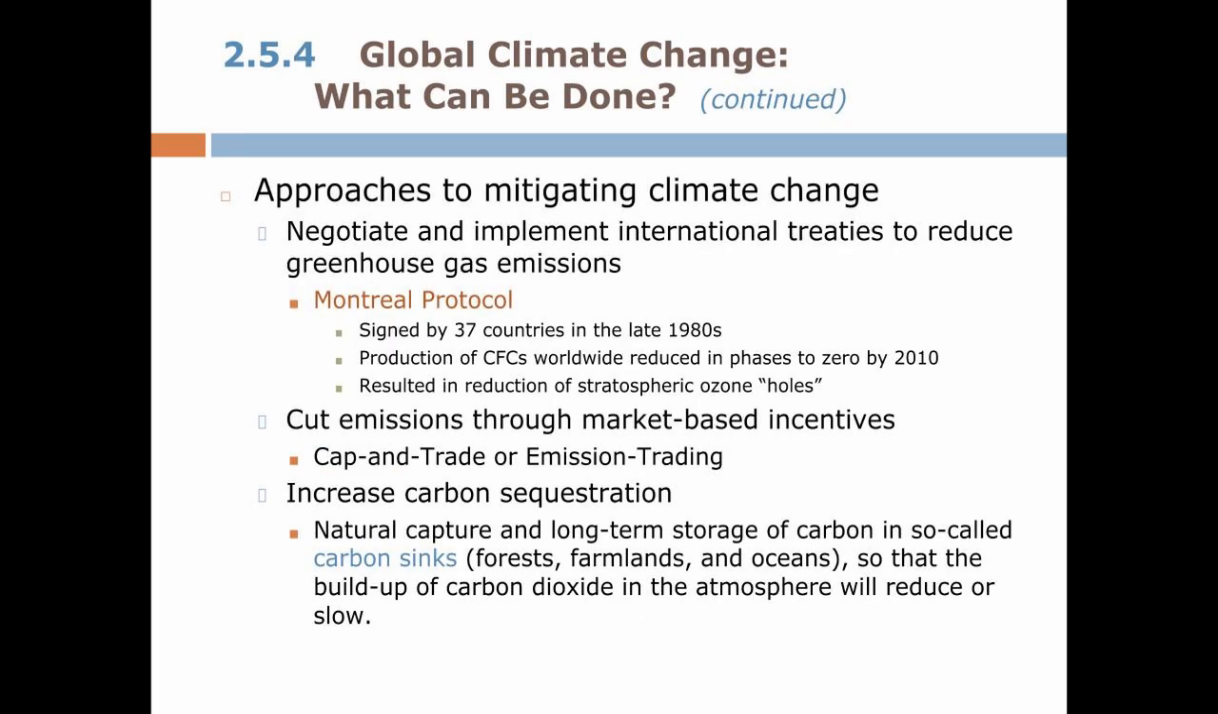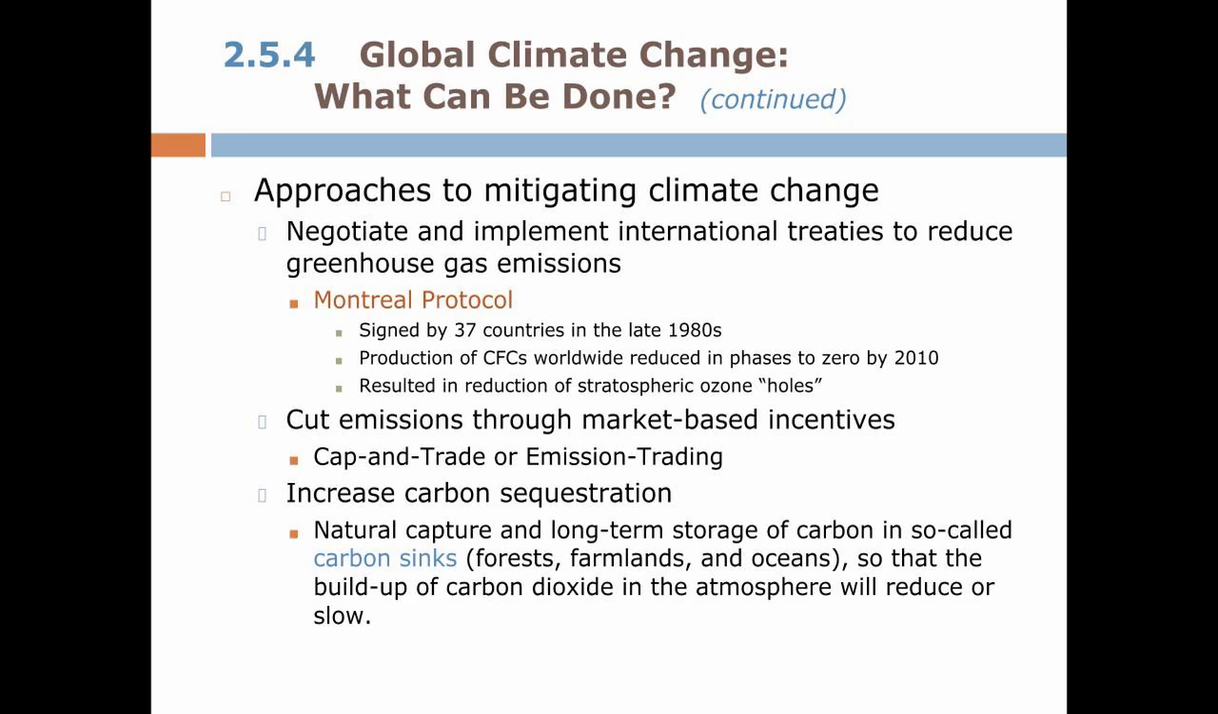Here, this slide is an example of the age of this slideshow. So, examples of approaches to mitigating climate change: negotiation and implementation of international treaties to reduce greenhouse gas emissions. Here we have the Montreal Protocol signed in the late 1980s. The modern equivalent to this, of course, would be the Paris Climate Accords. As of the making of this presentation, the United States is withdrawing from these Paris Climate Accords, which are supposed to reduce the amount of greenhouse gases that are emitted by the countries involved.